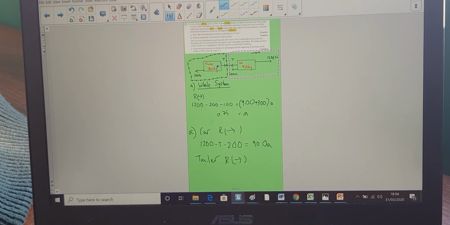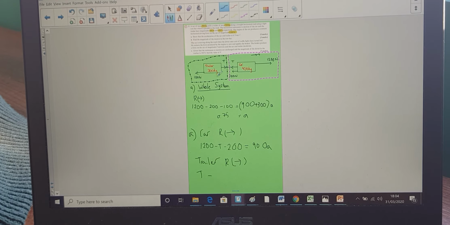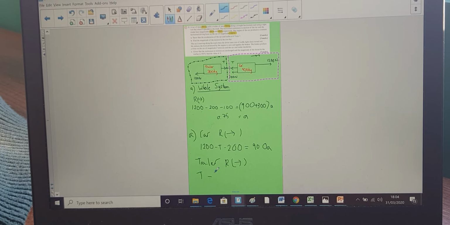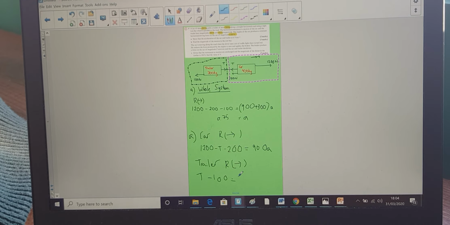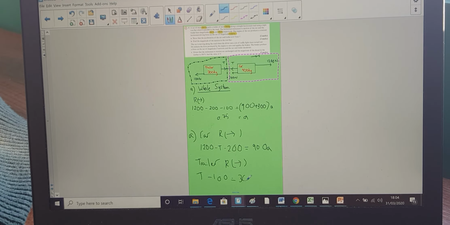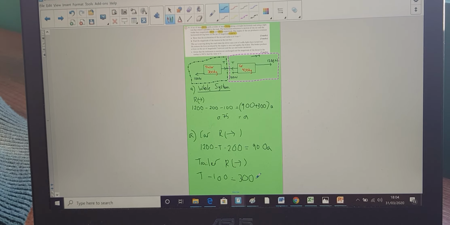So the force pulling it forward, the only one in that direction, and I'm calling this positive, is T. And the thing acting against that would be just the resistance to motion. That's 100. Apologies for the handwriting. Any other forces? No. That is equal to the mass, which is just of the trailer, 300 times A.